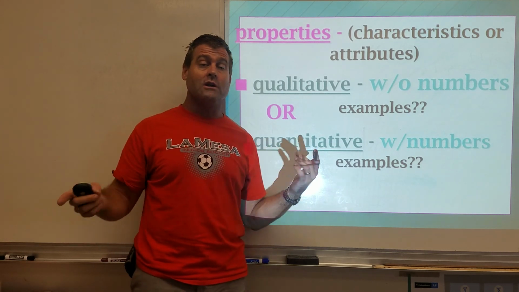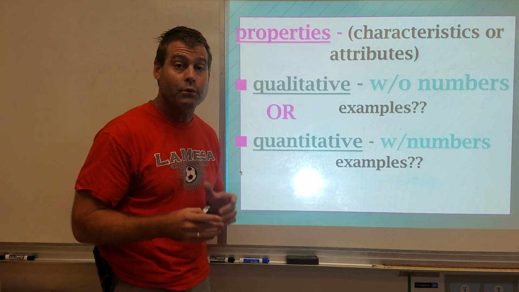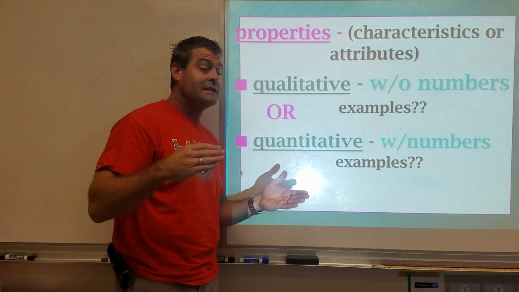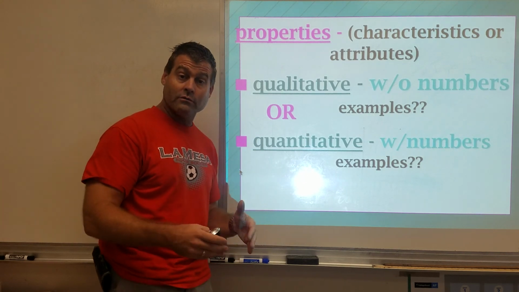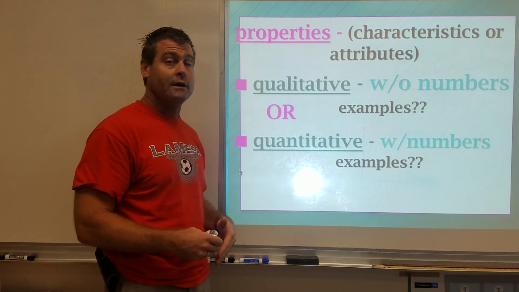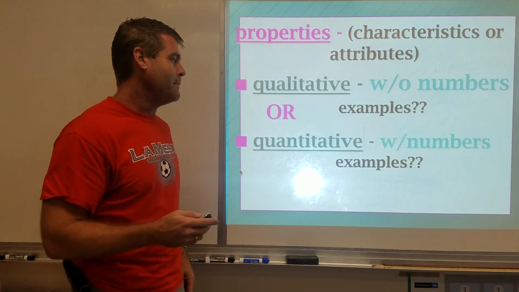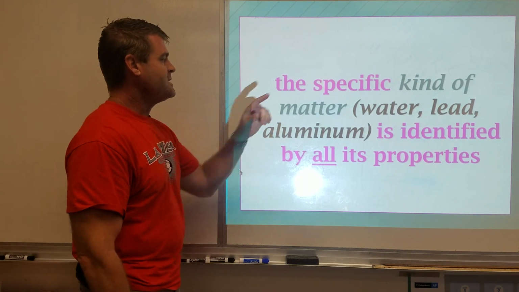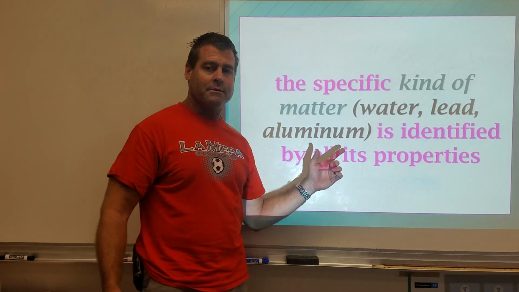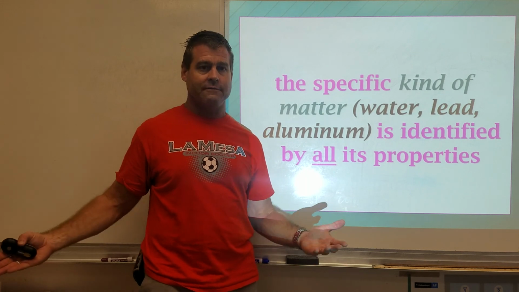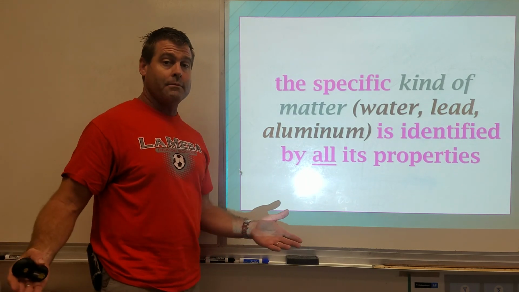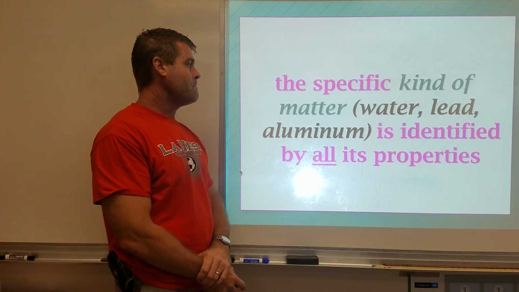Somebody else might even mention another quantitative property might be the boiling point. You guys know what a boiling point is? The temperature at which it boils, or the melting point if it was a solid, right? And different substances have unique boiling points and melting points. So the specific kind of matter is identified by all its properties. Notice how many different properties I brought up just even for a simple type of matter like water, okay?